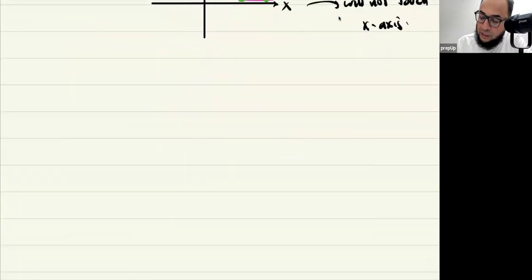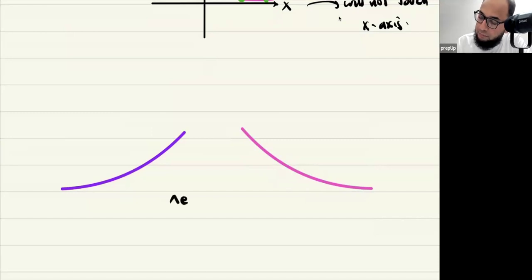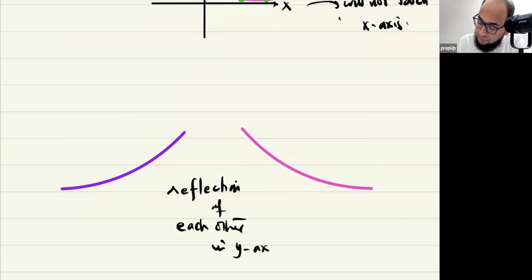And if I compare these two graphs, now let's look at the two graphs. So first of all, let me draw this graph like this. And let me draw this graph like this. So if I look at these two graphs, what do I notice? I notice that they are reflection of each other in y-axis.